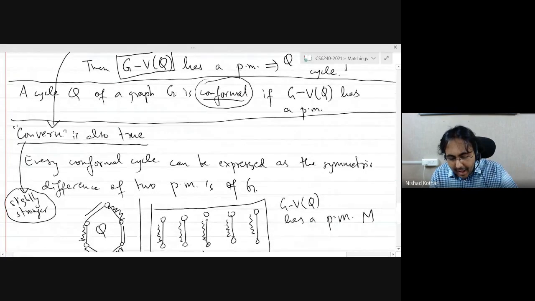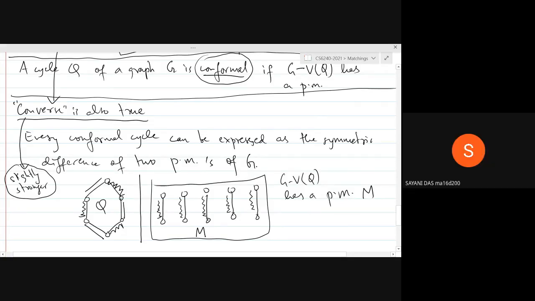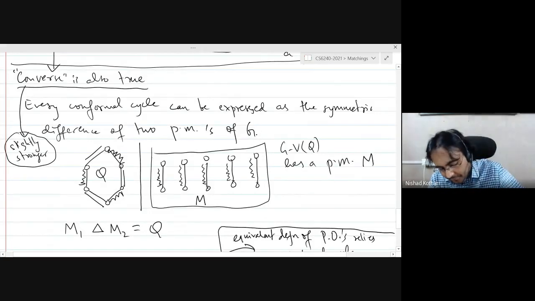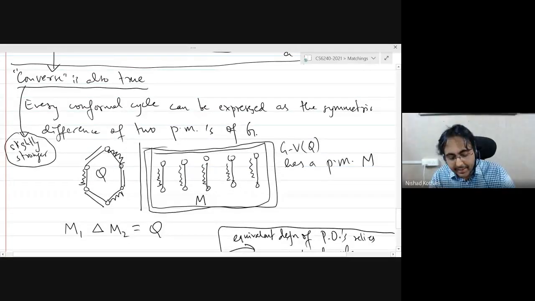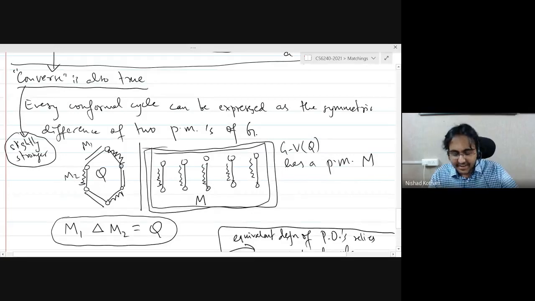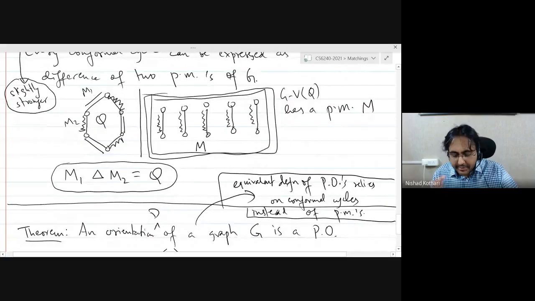And then I want to claim that the converse is also true. Every cycle that is conformal can be written as a symmetric difference of two perfect matchings. Do you see how to do that? Supposing there is a conformal cycle, so the remaining graph has a perfect matching. Then I can construct two perfect matchings, M1 and M2, and their symmetric difference will be exactly this cycle, right? This is basically the converse of what we did before. So these M1, M2 alternating cycles are exactly the conformal cycles.